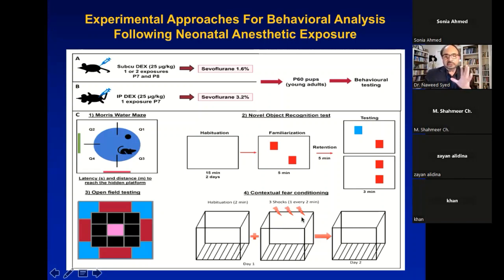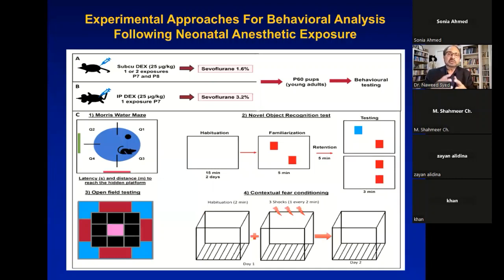And the final one really is contextual fear conditioning. The animals are habituated, allowed to acclimatize, for 2 minutes. They are then given 3 shocks, 1 every 2 minutes. And when they are brought back in on day 2, they freeze and will not move around. They fear that this is an environment where they get shocked.